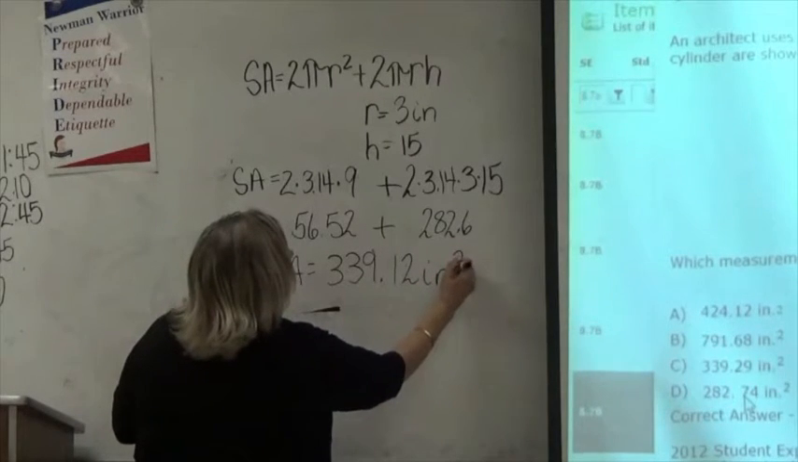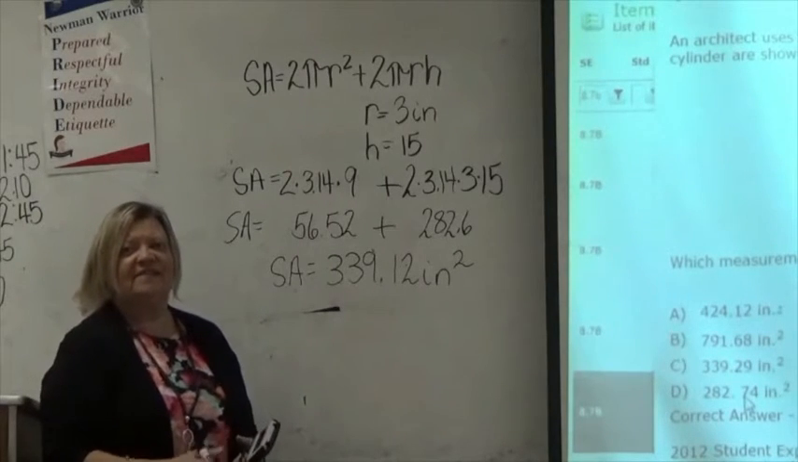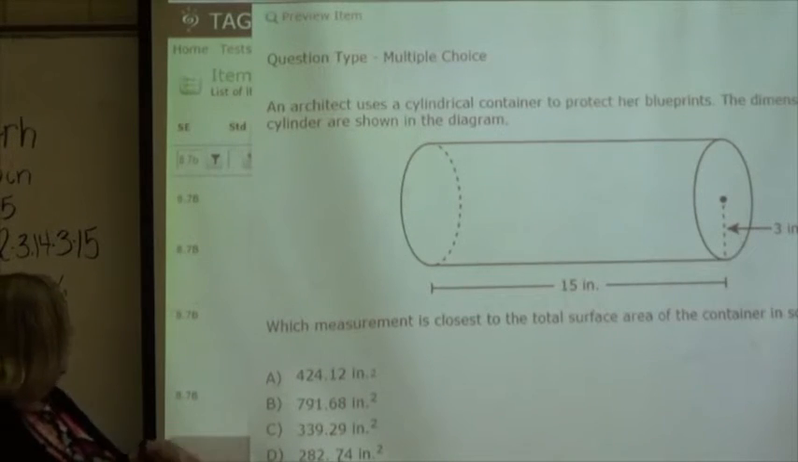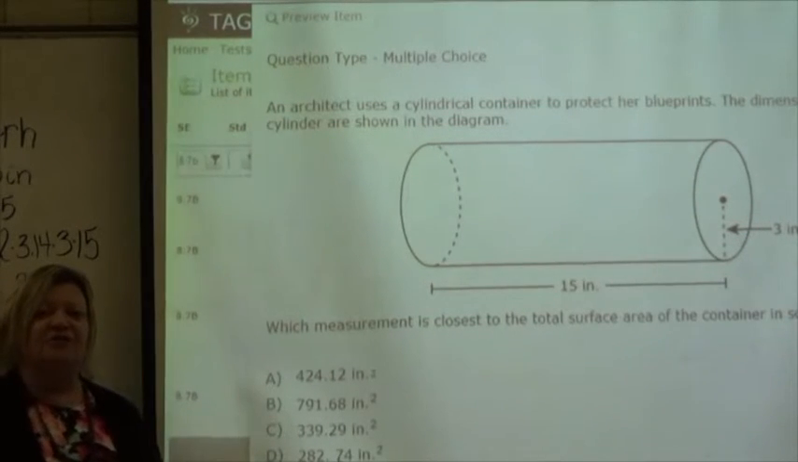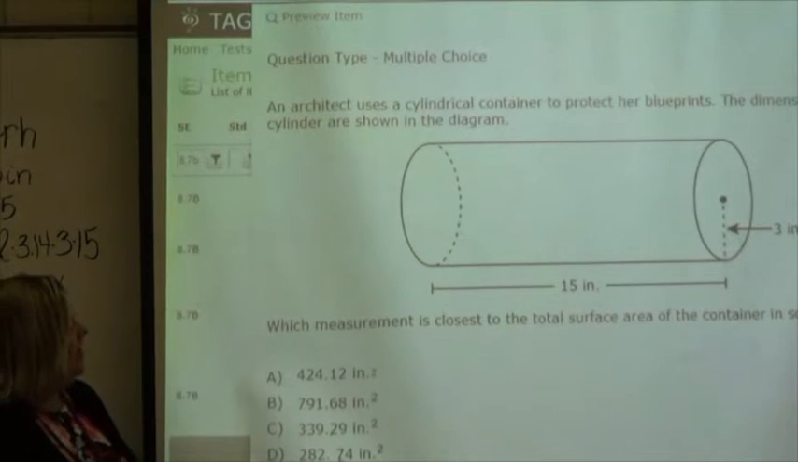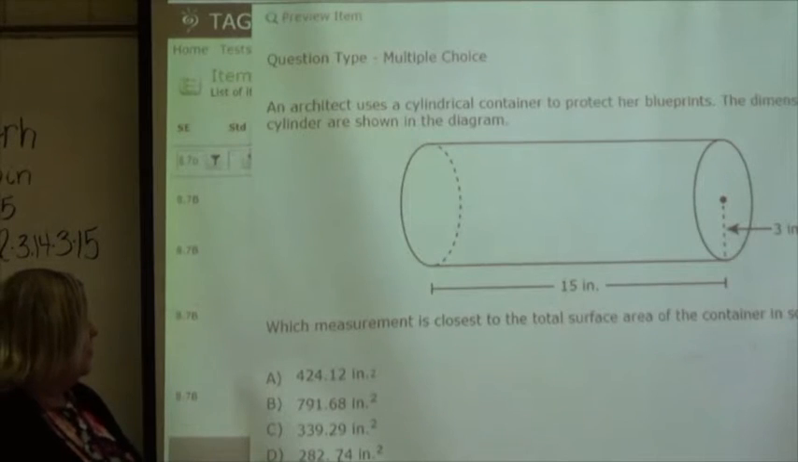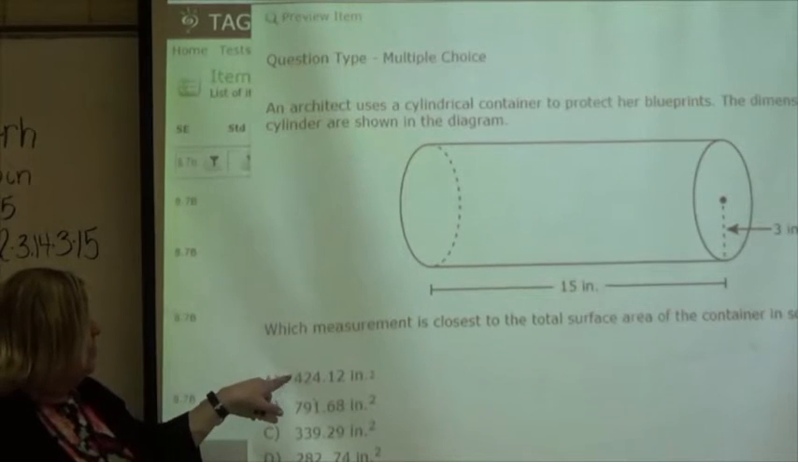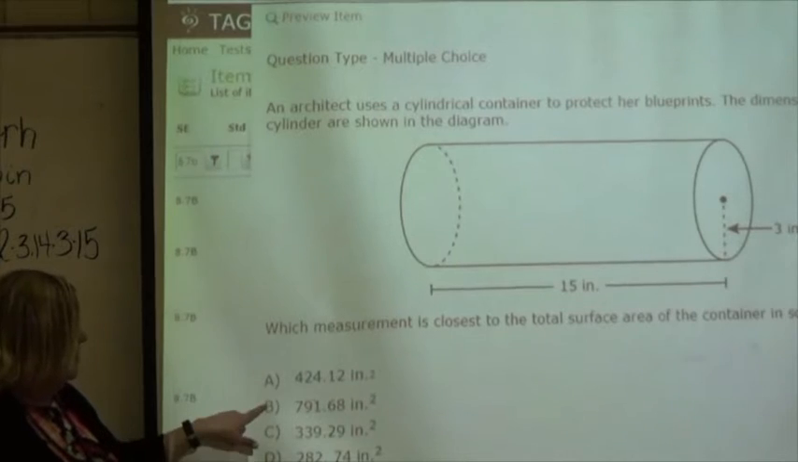inches squared. At that point, I'm going to look at my answer choices. We got the answer 339.12 inches squared. Now I'm going to decide which one is the closest to the total surface area of the container in square inches. Answer choice A, 424.12 inches squared. No, that's much too high, so I'm going to X out that one.